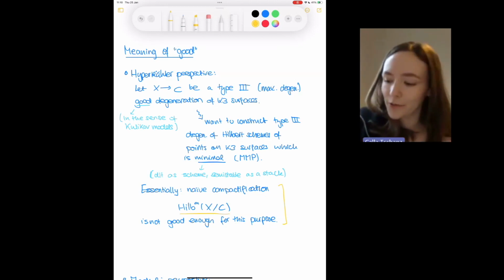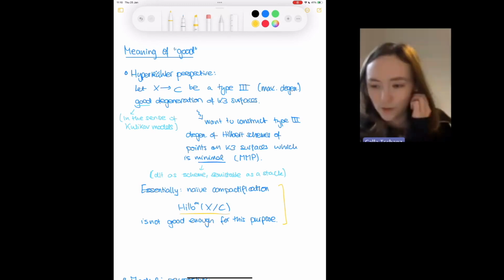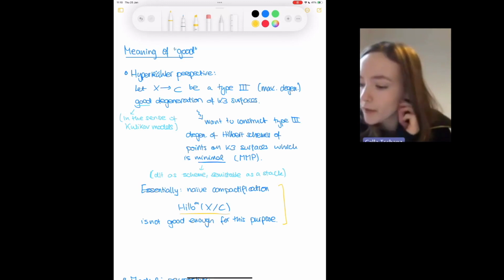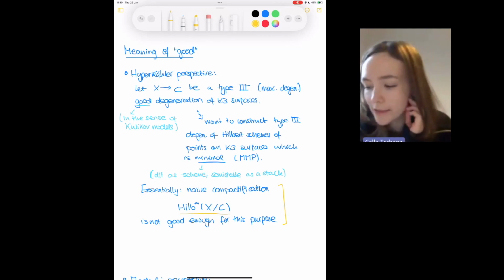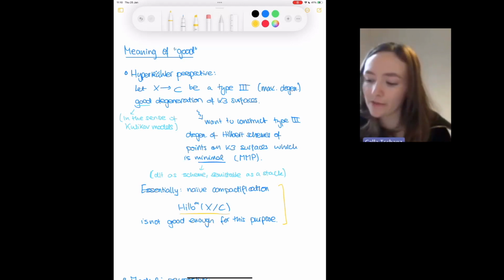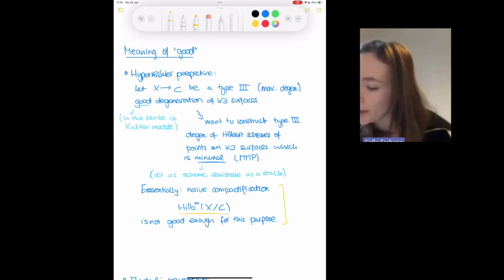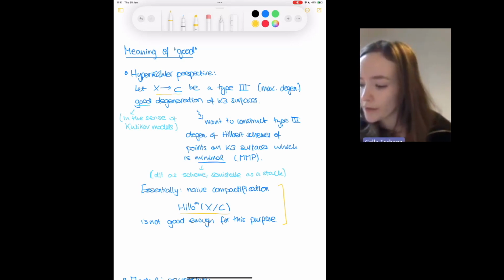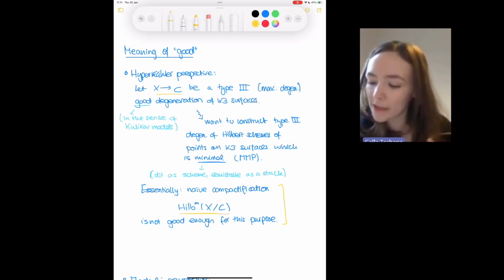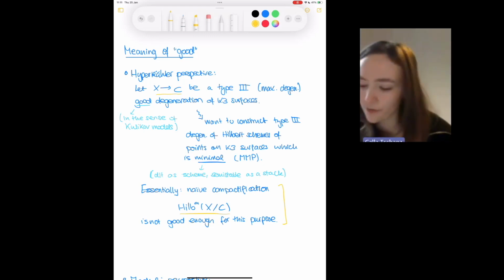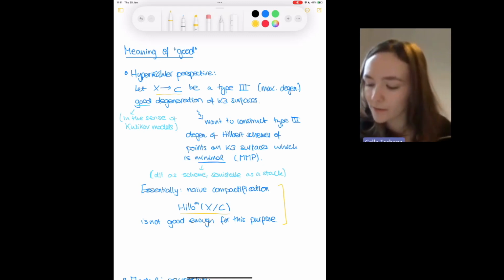So what am I actually trying to do? There are two main perspectives you can take, two main meanings of good that we'll consider in this talk. Firstly, the hyperkähler perspective, which was the original motivation. Let's consider that X over C is a type 3, or maximally degenerate, good degeneration of K3 surfaces. If you're familiar with these things, I mean good here in the sense of these Kulikov models.